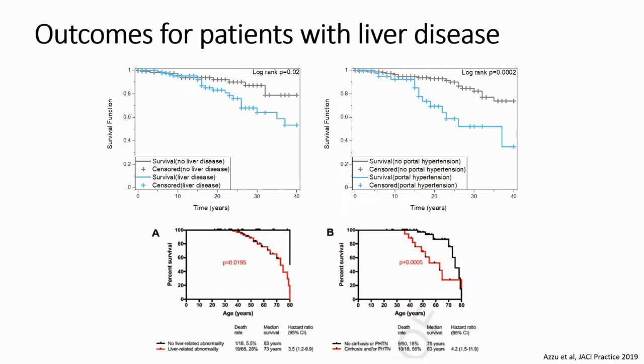amongst those with established portal hypertension. And then the data below is taken from a paper published by the group in Cambridge a couple of years ago, and they showed very similarly, again in the bottom left, that those with liver-related abnormalities had significantly earlier death than those without, and likewise those with portal hypertension. So clearly liver disease and portal hypertension are associated with poor patient outcomes in the longer term.